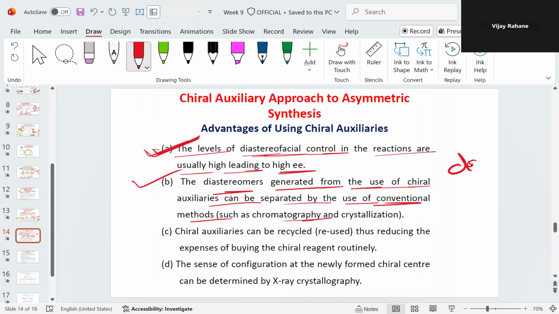Sorry, not physical natures, but the orientation, geometry, everything are different for the diastereomers, and therefore they can be separated by normal column chromatography or the crystallization method. The third important advantage is that the chiral auxiliary can be recycled, as I mentioned. We can basically recycle the chiral auxiliary.